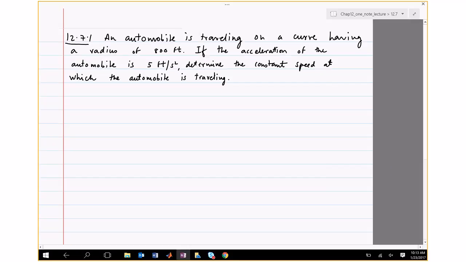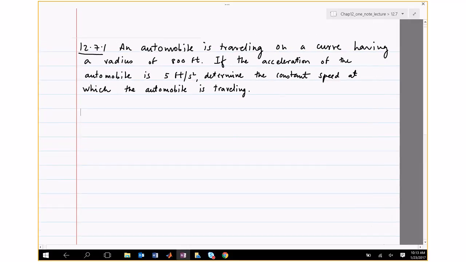Okay, so this is the question. An automobile is traveling on a curve having a radius of 800 feet. If the acceleration of the automobile is 5 feet per second squared, determine the constant speed at which the automobile is traveling. First of all, why would you do this in path coordinates and not rectilinear coordinates? Well, you're told the radius is 800 feet. The moment it says radius, what should ring in your head is that it should be in path coordinates.